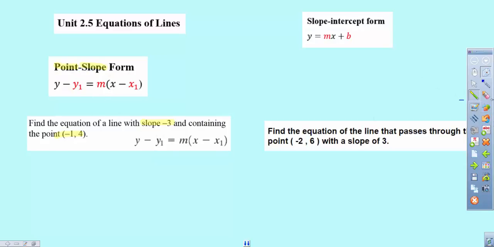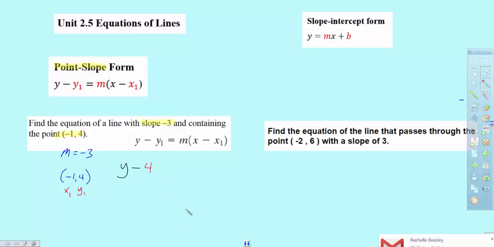So in this particular case, we know that our slope is equal to -3. We have a point which is -1, 4. What we're going to say is that this is our x1 and this is our y1. So we can take this and plug it into our equation. This would be y minus 4 equals m, which in this case is -3, times x minus, and we've got to be really careful about this, a -1.